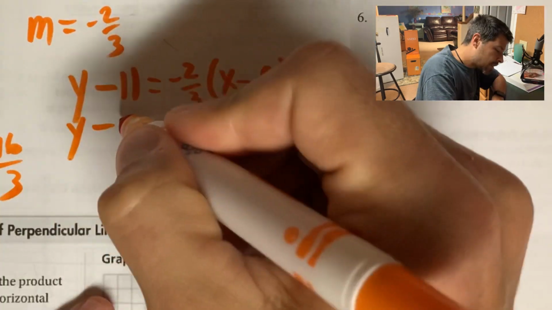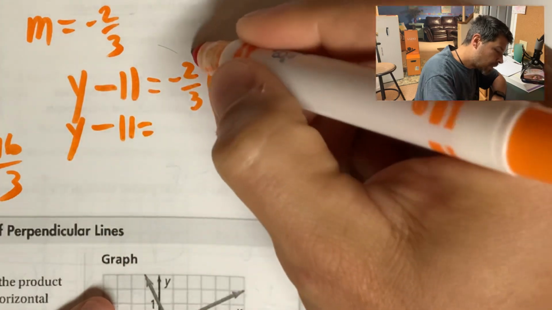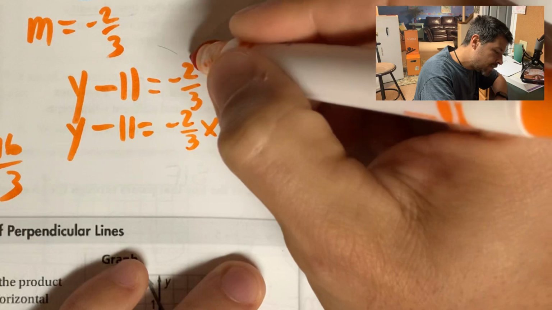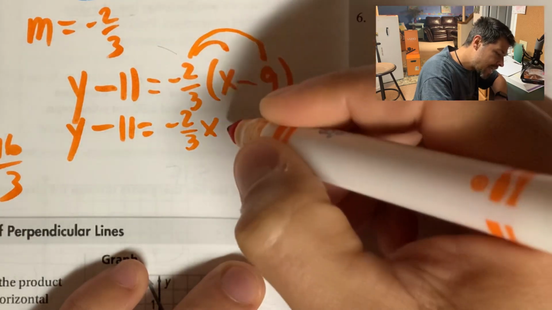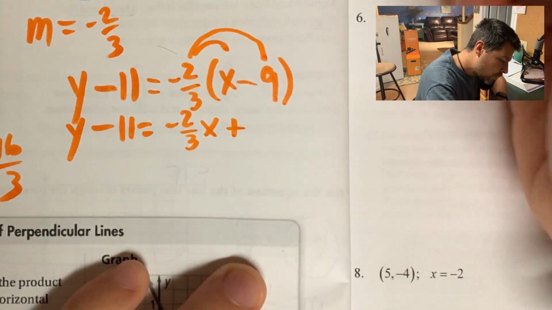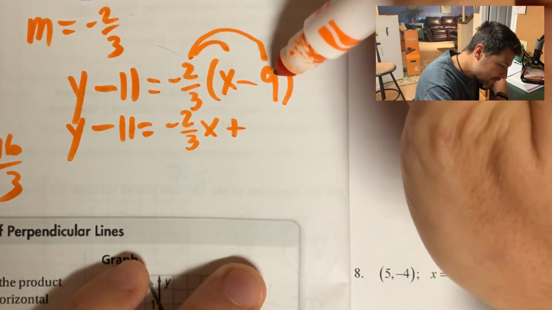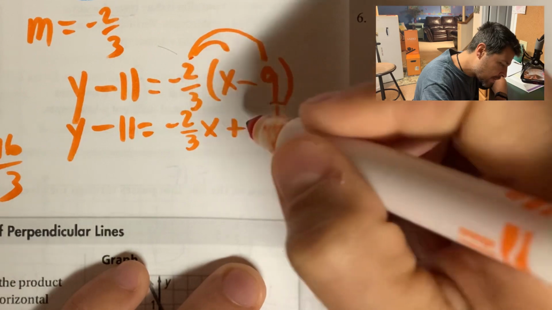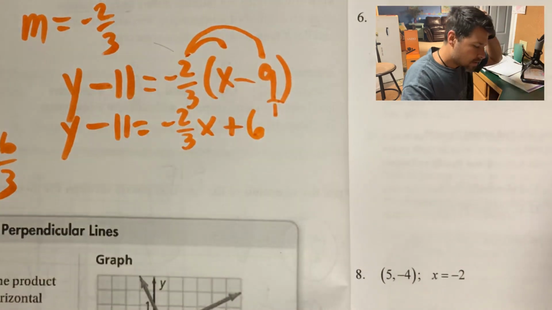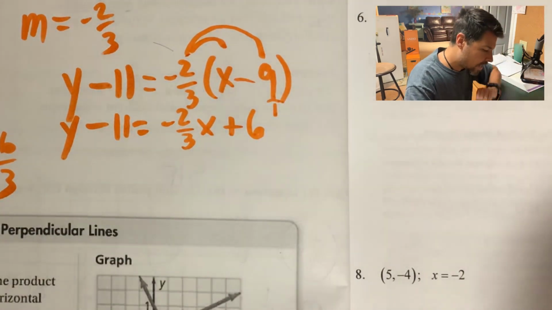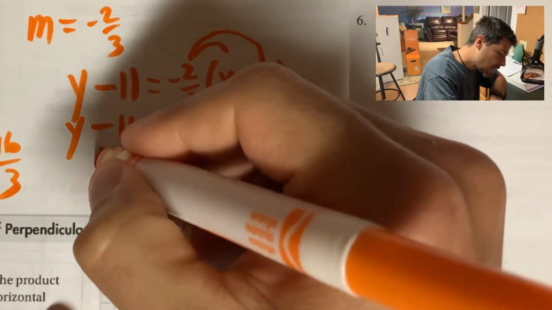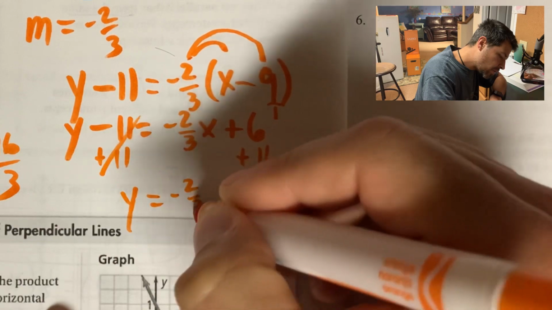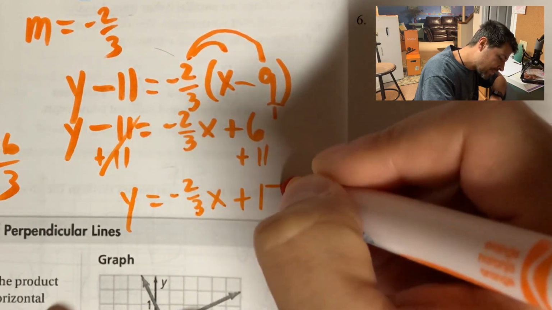To get y equals mx plus b, let's first distribute. I'm going to take the negative 2/3 x and bring that here. And negative 2/3 times negative 9 is a positive. And how do we do this? I can do 2 times 9 is 18. Think of this over 1. And 18 divided by 3 is 6. So y minus 11 equals negative 2/3 x plus 6. Let's add 11 to both sides like this, and y equals negative 2/3 x plus 17.